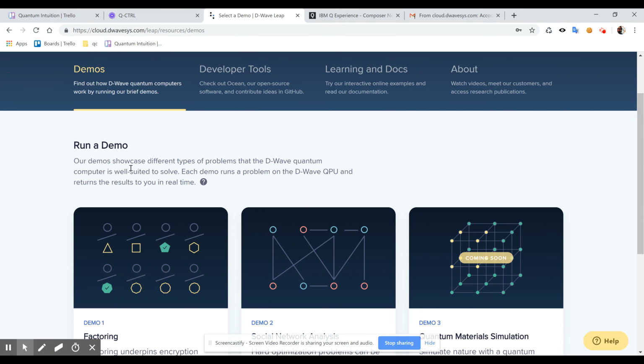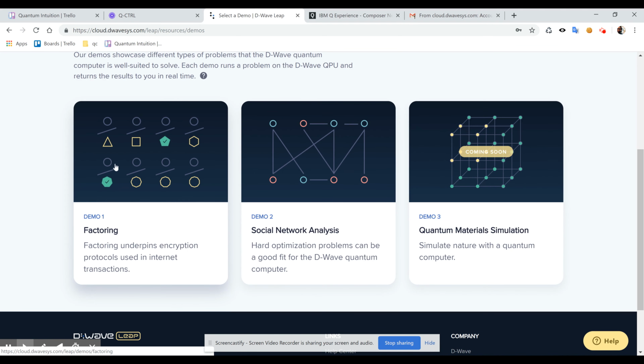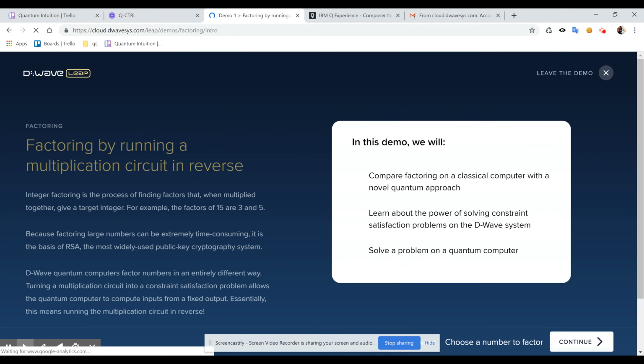Okay. Showcase different types of problems. The D-Wave. Let's do the factoring. I know that's an interesting one because it's what is believed to be one of the dangers of current encryption. If we're able to factor really big numbers, we're literally able to break any of the existing encryption protocols. So demo one, let's see what happens.